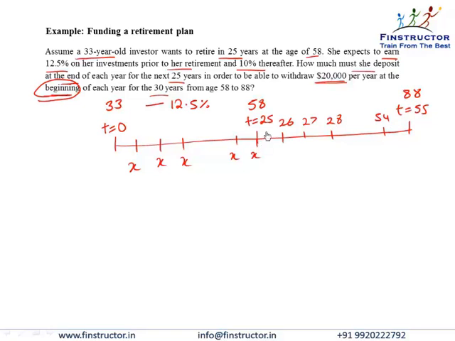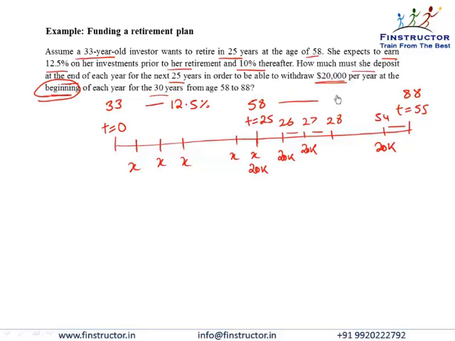So the first withdrawal is going to happen at the beginning of the 26th year, that is at t equal to 25, a withdrawal of 20,000. Then again at the beginning of the 27th year, the beginning of the 28th year, and finally the beginning of the 55th year, another withdrawal of 20k has to happen.